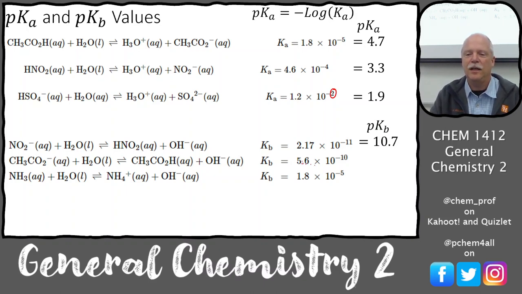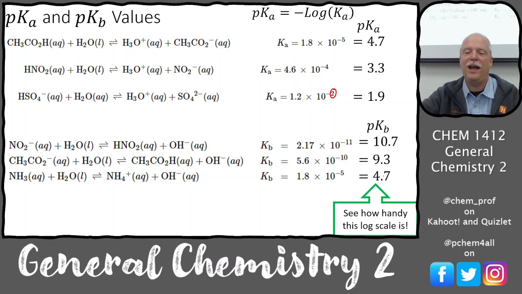So here's 10 to the minus 5.6. This is going to be pretty low because 5.6 is a big number, so it's going to be 9.3 probably. Hey, I got it. And I promise I didn't cheat. And then for the 1.8 times 10 to the minus 5, that pKb is 4.7. Do you see how handy that log scale is? It just gets rid of all of these powers of 10 and everything. Real easy to write out.